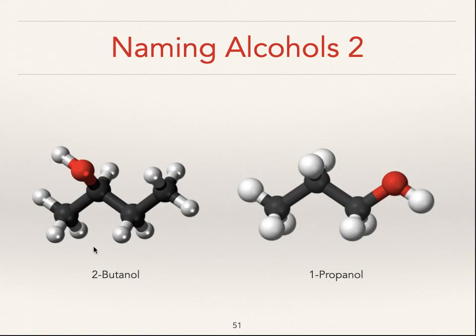So basically you find out what the name of the molecule would be if it didn't have the alcohol functional group on it. You name it, and after that you just stick an OL on the end of it. And now you've named an alcohol.